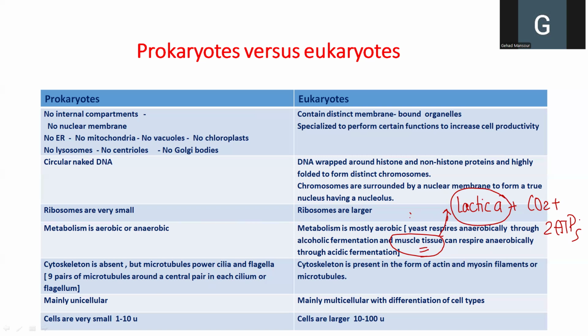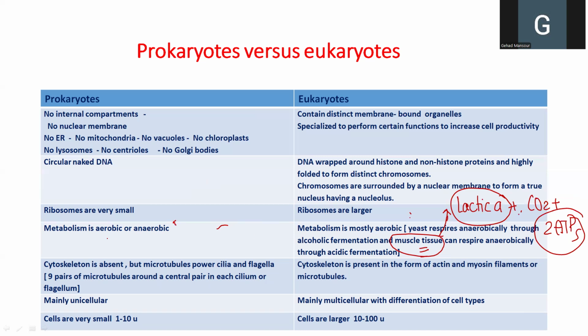Secondly, the 2 ATPs are not enough, and therefore we consume a lot of glucose to get the required energy. And that's why when you reach the status of anaerobic respiration, this helps you lose weight. Number 3, when you rest, this lactic acid will be washed away by the circulation, and therefore the muscle cramps and the pain that were resulting from lactic acid will disappear.